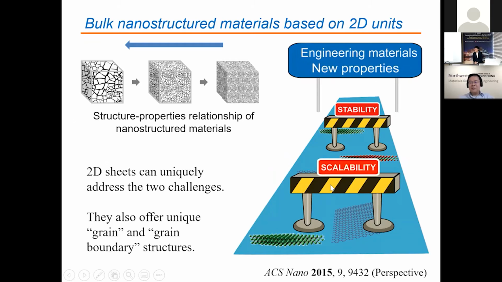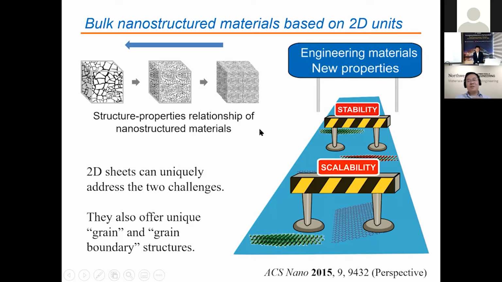Okay, this is to wrap up the idea here that other than just generating new structures, I think this really illustrates the opportunity that two-dimensional materials can contribute in generating new engineering bulk-size material.